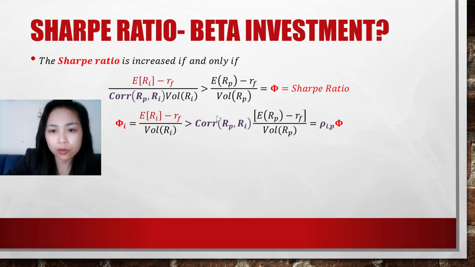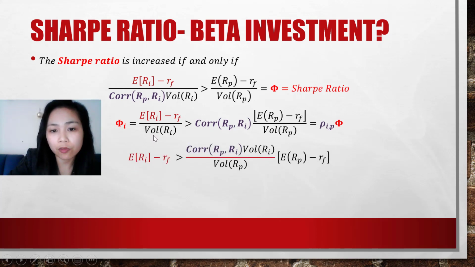Now the next thing I want to bring up is the beta of the investment. So what I'm going to do next is, you see here on the right hand side we have the correlation coefficient between RP and RI and volatility of RP. Now suppose you have volatility of RI in the numerator, then you will have the beta of investment. So let's do it. I multiply both sides with volatility of RI. So I got the correlation between RP and RI times volatility of RI over volatility of RP on the right hand side, times the risk premium of the portfolio.